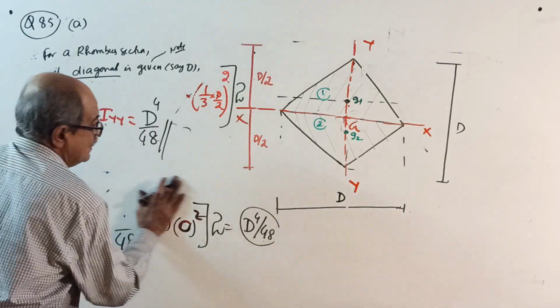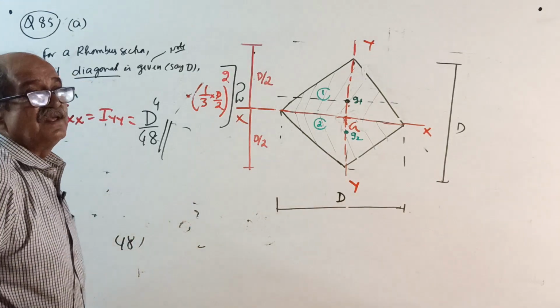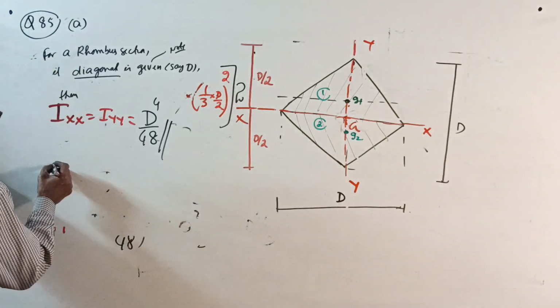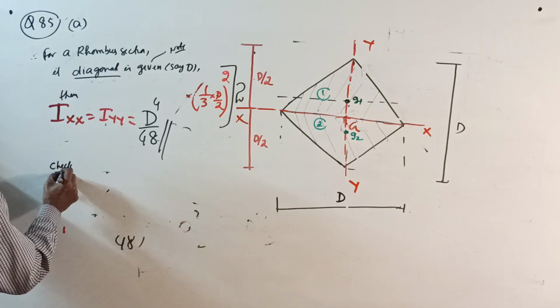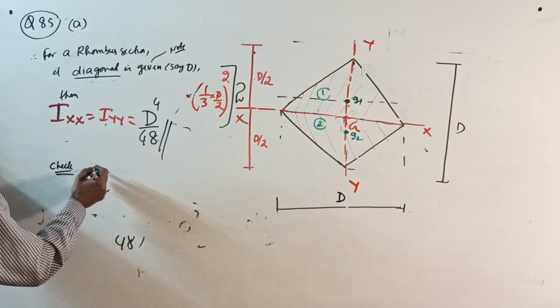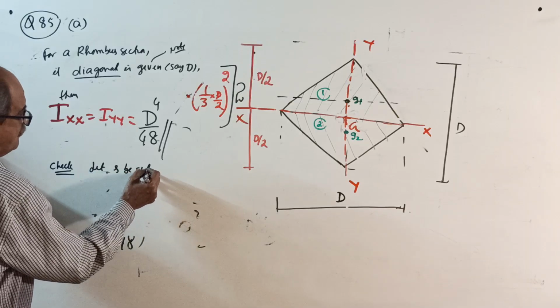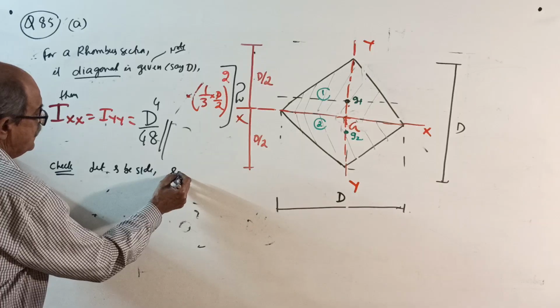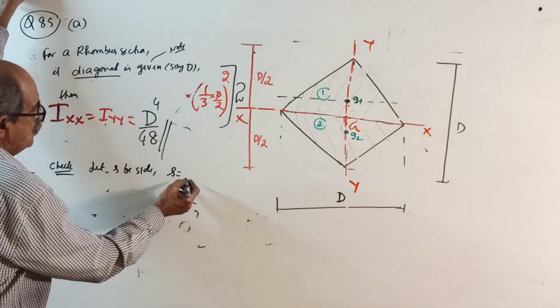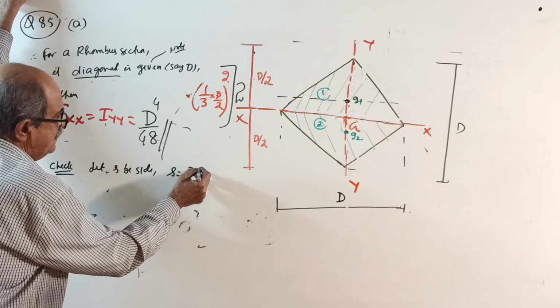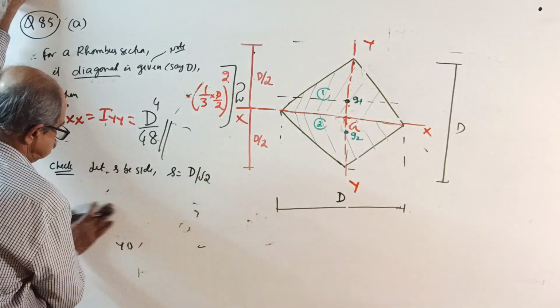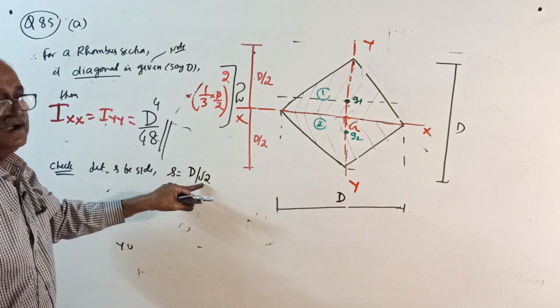Or now do one thing. Let us check the answer. How to check it? Check is very simple. You do one thing. Let S be the side. Then you know that S equal to what? Side equal to diagonal divided by root 2.